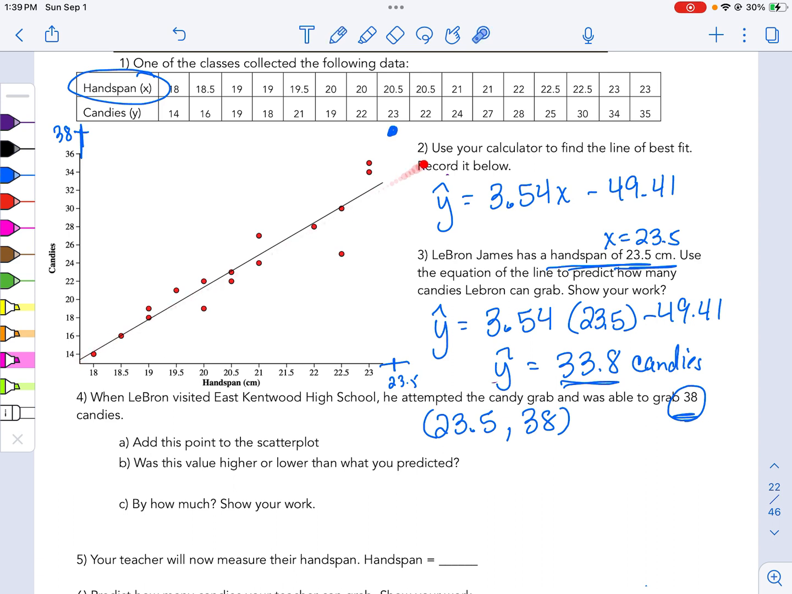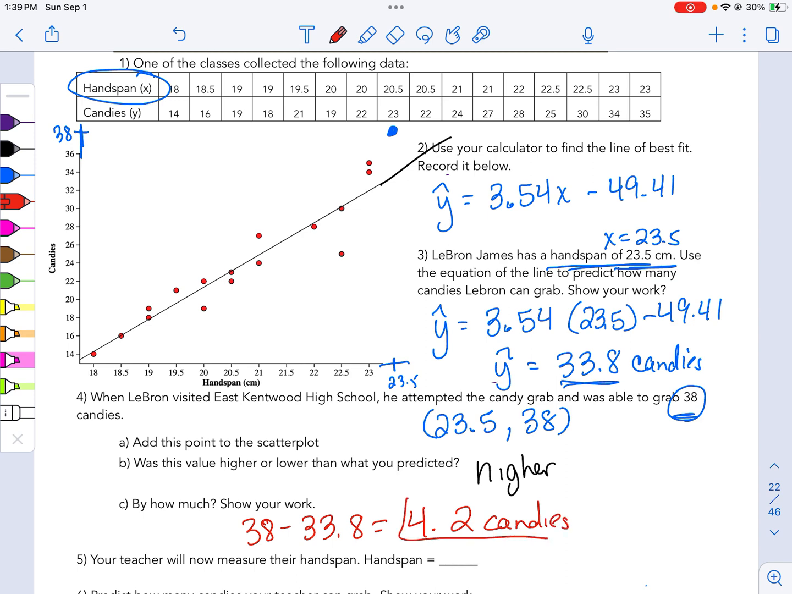This line that you see right here is our prediction line, right? That's the graph of this equation. If we were to make that line a little bit longer, the question says, was his value higher or lower than what we predicted? The line represents what we predicted, and his point was above, so we're going to say that it was higher. Okay, the next question says, by how much higher? He actually grabbed 38, so I'm going to take 38 and subtract what we thought he grabbed, 33.8. So he was about 4.2 candies higher than what we predicted.